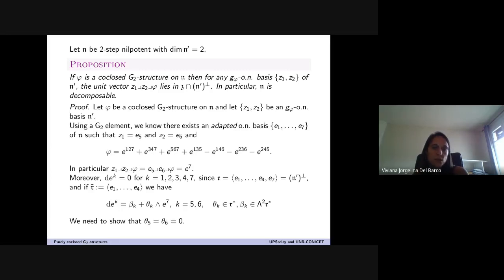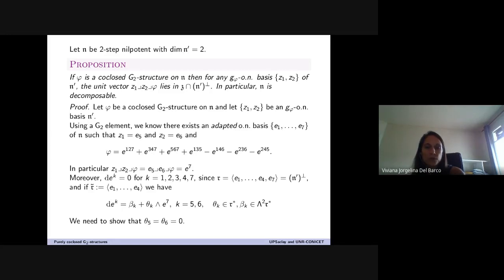Moreover, as I said before, the differential of the E_k is 0 for any k = 1, 2, 3, 4, and 7, because 5 and 6 are the only ones which are in n prime. So those are the only ones which have non-zero differential. For all the others, it's 0. And we have R, which is 1 until 4 and 7, which is the orthogonal of n prime. And we call R tilde actually the complement of 5, 6, and 7.